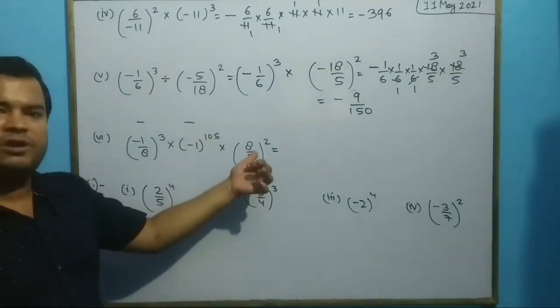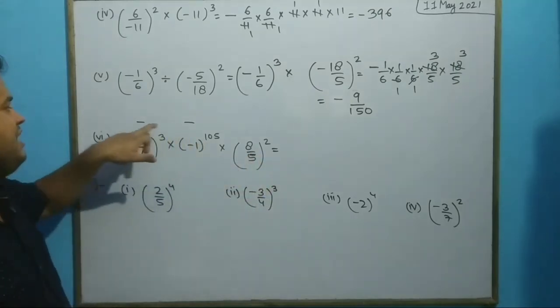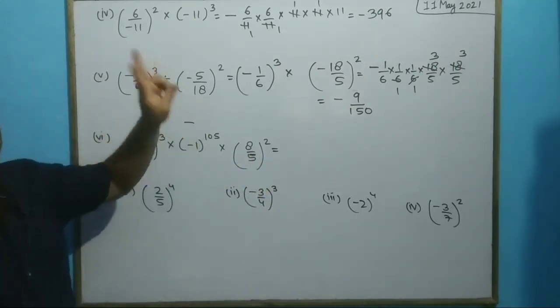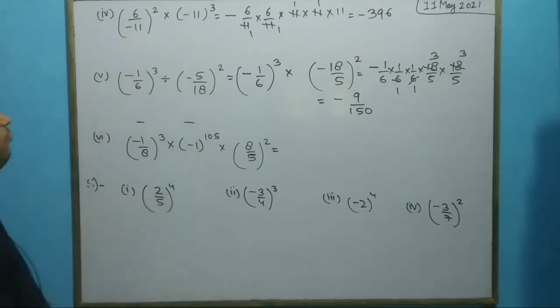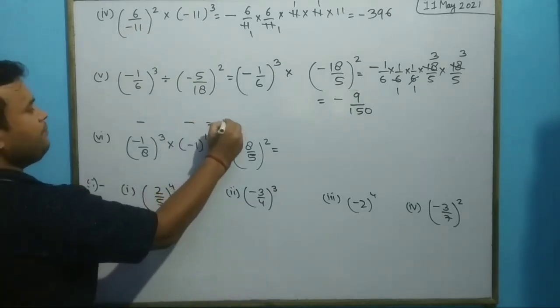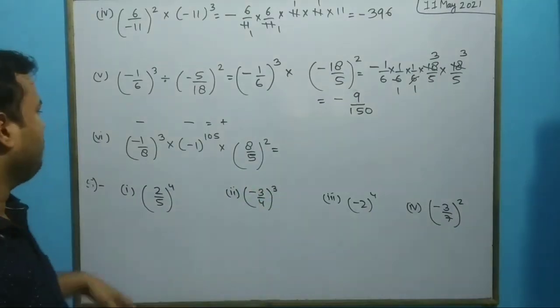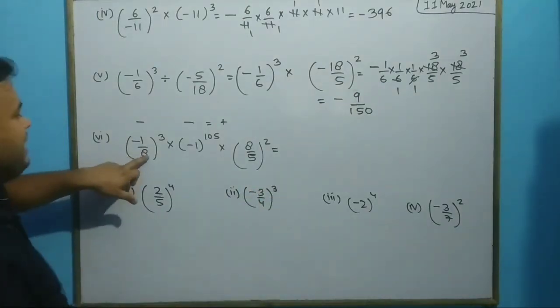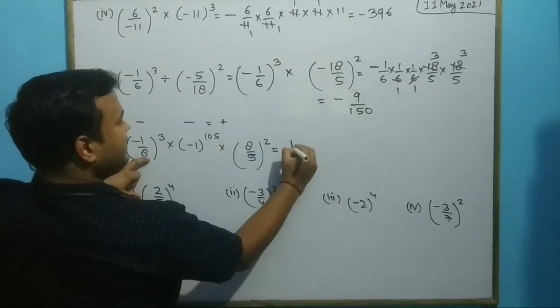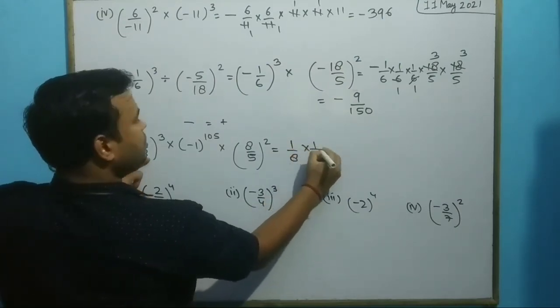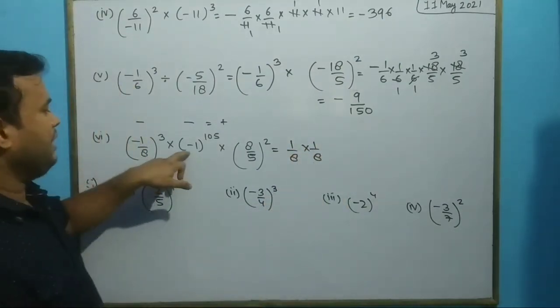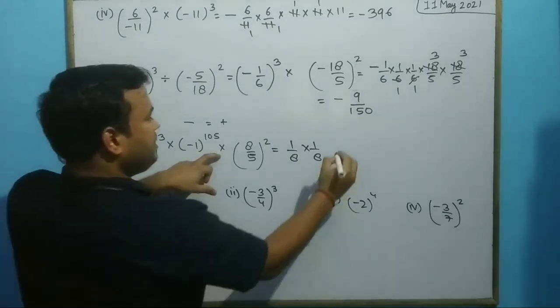It is already positive. How many negatives are left? 1, 2. Even number of times. So the final answer will be plus, so no need to take any sign. Plus is already there. Okay. 1 upon 8 is taken how many times? 3 times. We have seen this, no need to take it.